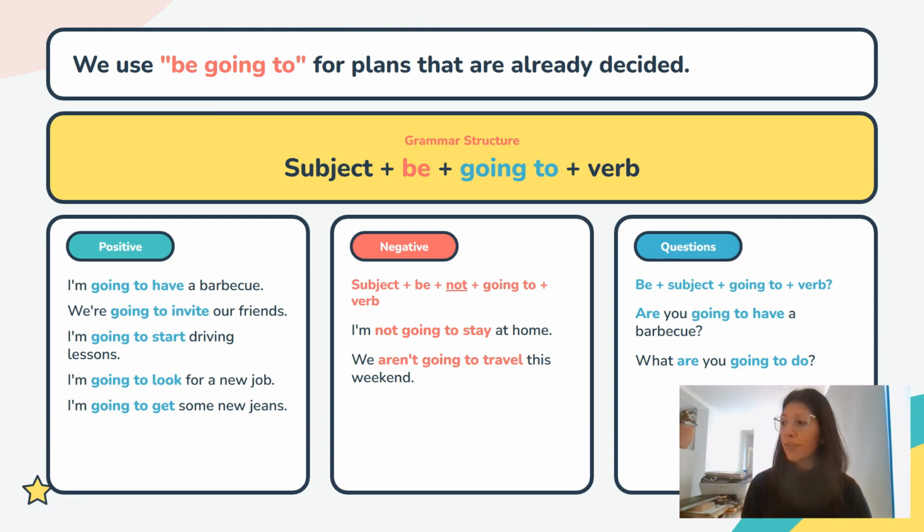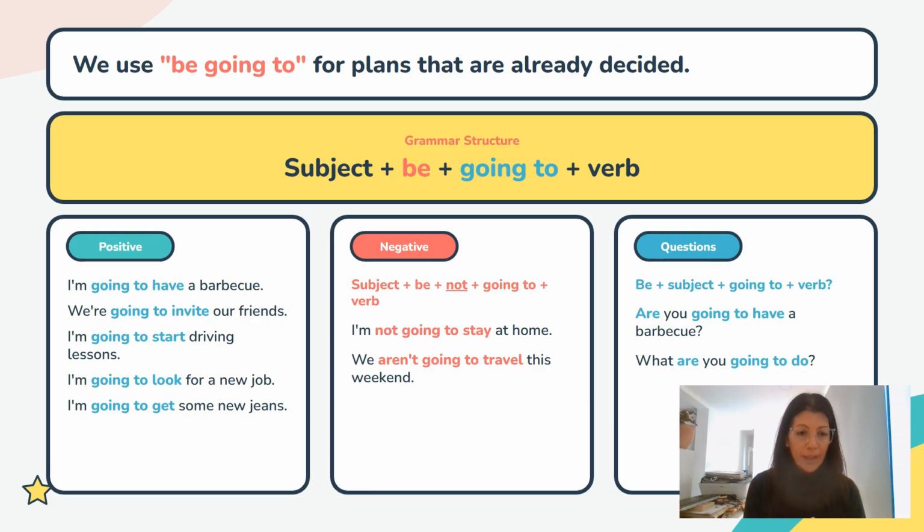Some plans, for example, these ones that Emma and Leo mention: I am going to have a barbecue. We are going to invite our friends. I'm going to start driving lessons. I'm going to look for a new job and I'm going to get some new jeans. So these plans for the future are plans that they have already decided. They are very sure about the plans for the weekend.